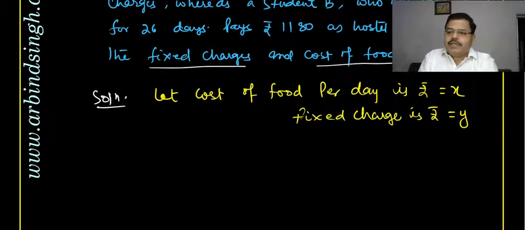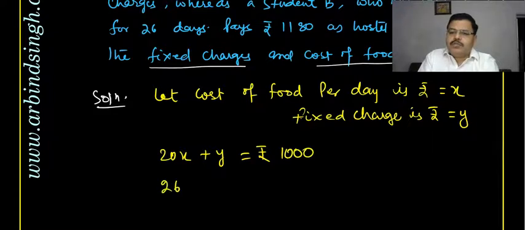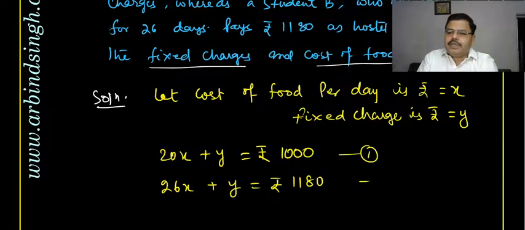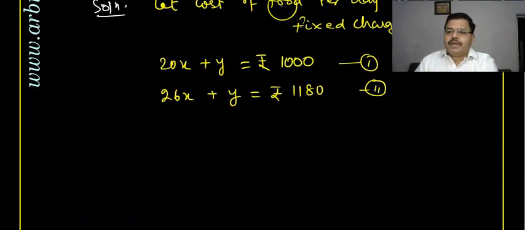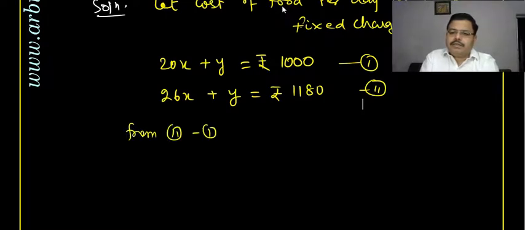So for student A, 20 days of food cost 20x plus fixed charges Y, that is rupees 1000. And for student B, 26x for 26 days of food cost and fixed charges Y, that is 1180. This is first and this is second. If I subtract second minus first, then we have 26x minus 20x is 6x, Y cancels, equal to 180, and therefore x is equal to 30.